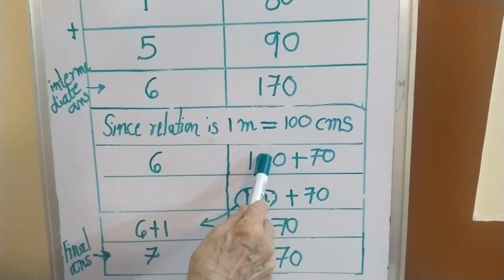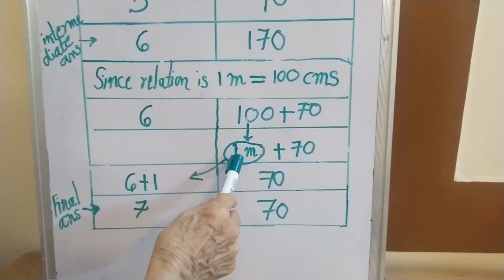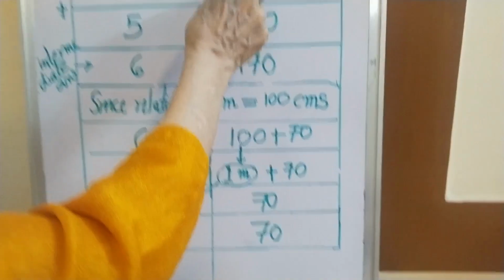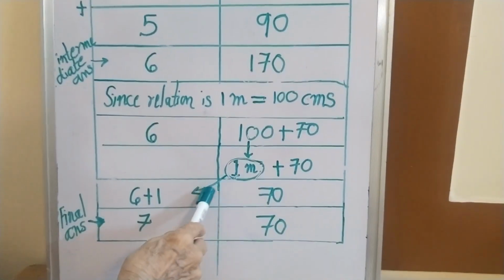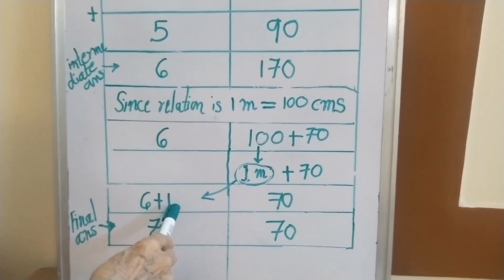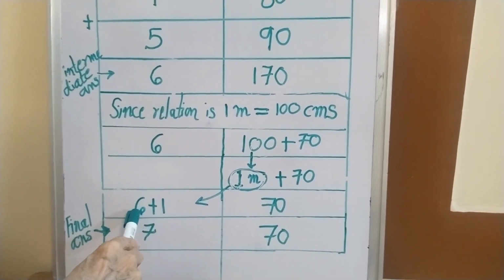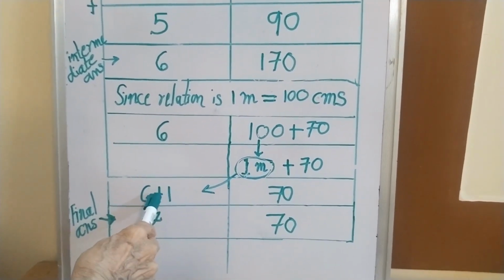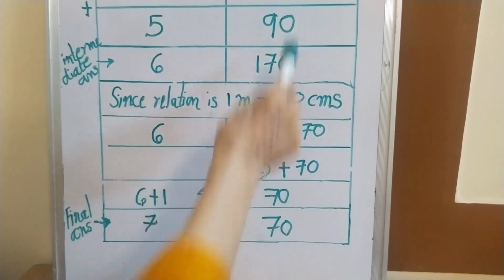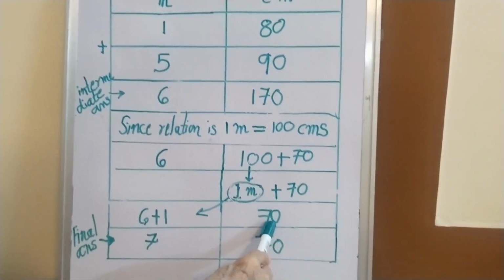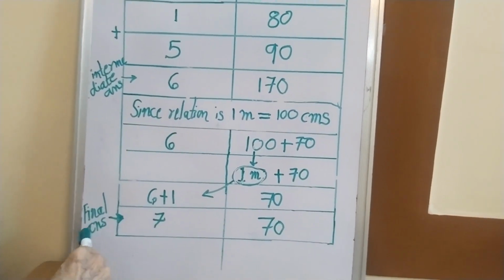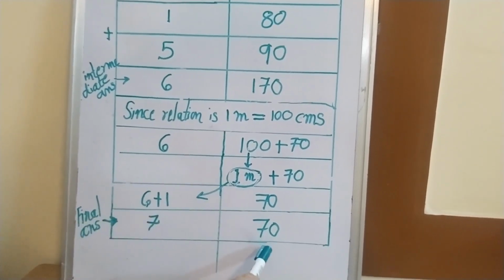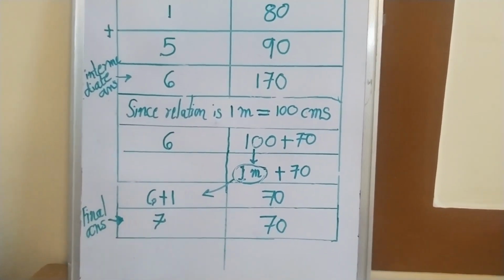Now once we say that 100 is 1 meter, we cannot place this 100 meaning 1 meter under centimeters, and hence we have to transfer that one to the meters column. So here we have to write 6 plus 1. And since the transfer is complete here, what remains under centimeters is only 70. So now our final answer is 6 plus 1, that is 7 meters and 70 centimeters.